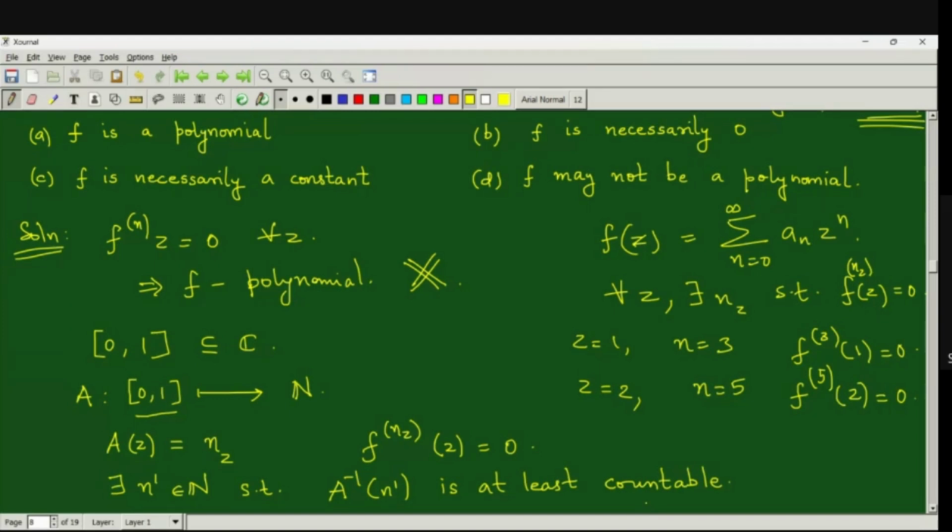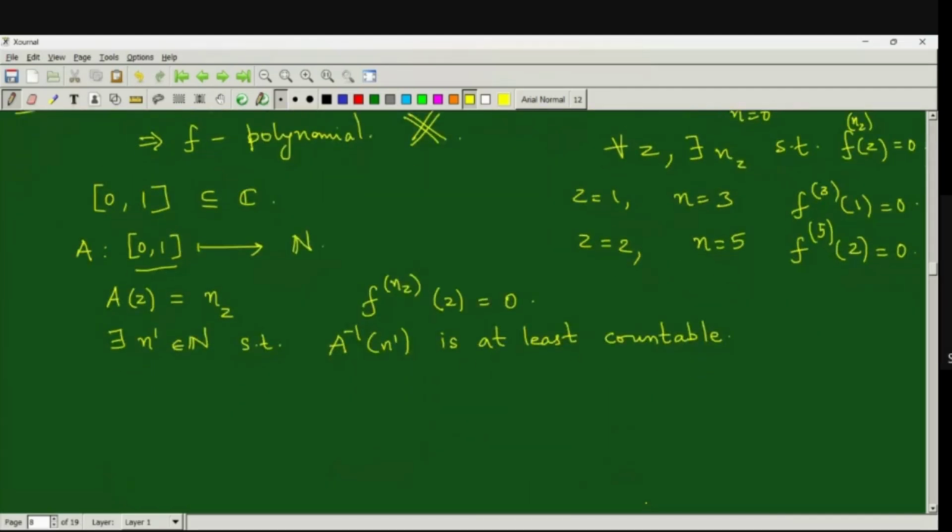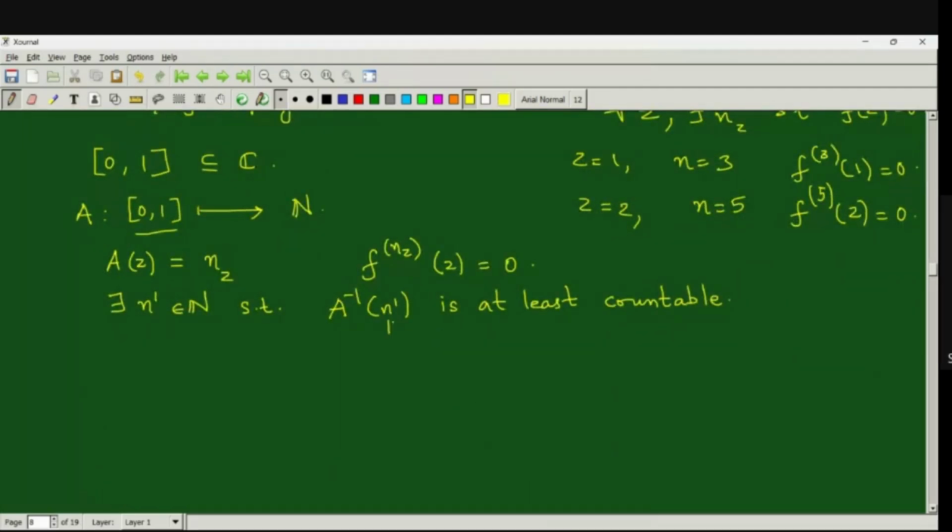Yes. Okay. Take that particular n naught. For simplicity, I am taking that n naught to be m. And we know that A inverse of n' is countable. So let me take some sets. This is the set, which implies the m-th derivative of f at z_n is actually 0 for all n.